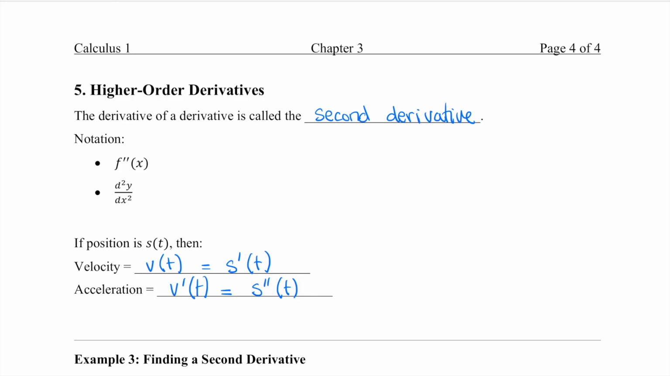So you can think of it like this. Position tells us where the object is. Velocity tells us how fast the position is changing. Acceleration tells us how fast the velocity is changing.